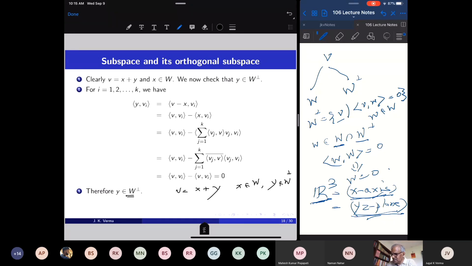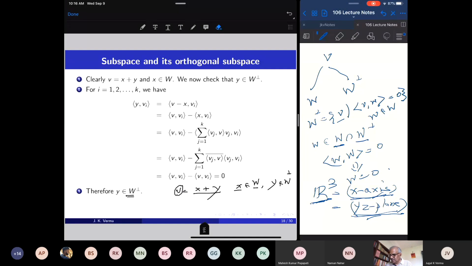So let me recall what x is now. We are decomposing any vector as a sum of two vectors. One is lying in the subspace W and another is lying in the subspace perpendicular to W. And this vector x which is lying in W, how did we obtain that? We simply take the vector V and take its projection in each of the Vi directions and add these projections. I get a vector in W and that is my vector x. So this x will be called the projection of V inside the subspace W.